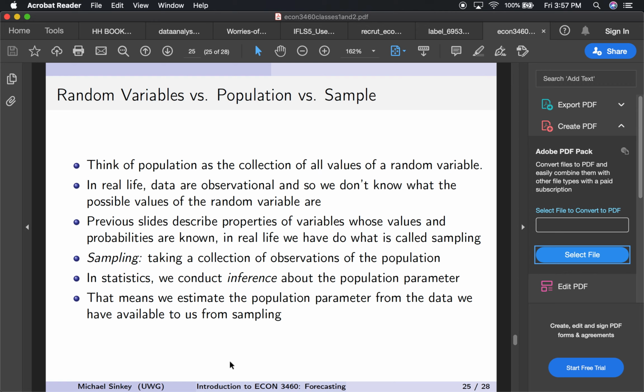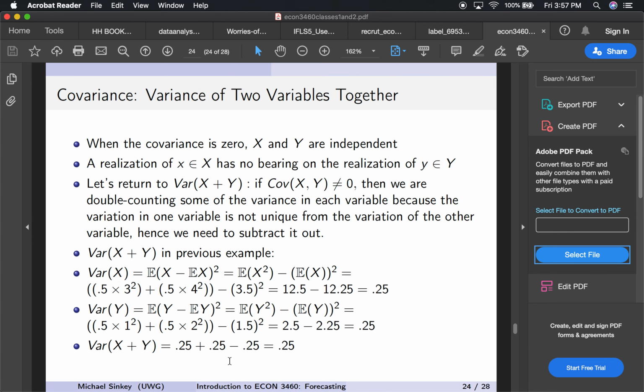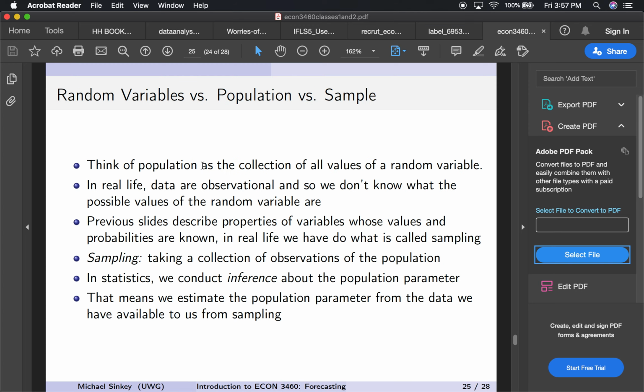So in real life, data are observational. So I don't even know what the possible values of the random variable are. So I only see a subset of x, of the random variable, and I don't observe the probability. So I don't know what the values of the random variable are in the population, okay? And I also don't know how likely the outcomes are.